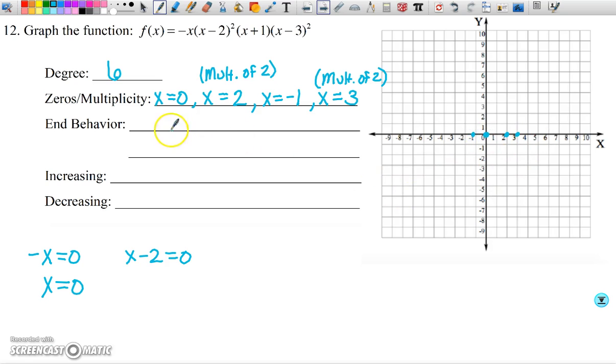So they're going to be kind of squished together. The degree is even, so the ends go in the same direction, so they're either both up or both down. But because of this negative right here, that's what tells us they're going to both go down. So we need to have arrows down here and here. And then we also need to have a bounce at 2 and a bounce at 3. So we're going to cross through at negative 1, turn and come back to 0, turn and come back at 2, but bounce at 2, turn, and then bounce at 3, and then there you go. So that's what your graph looks like.